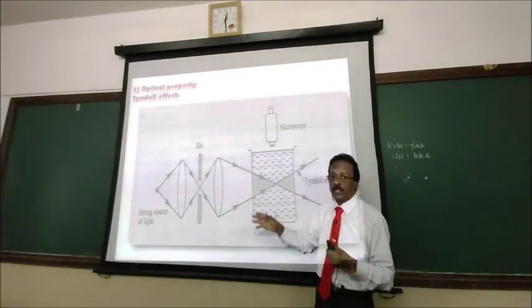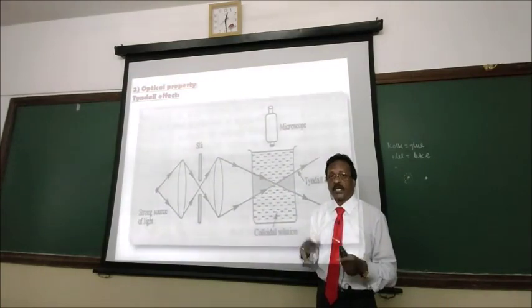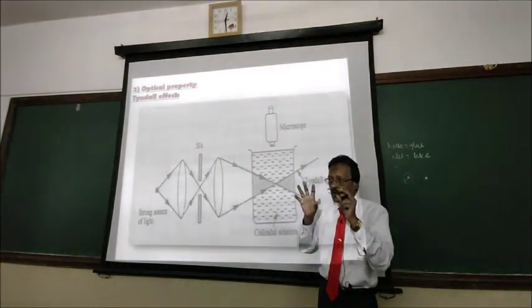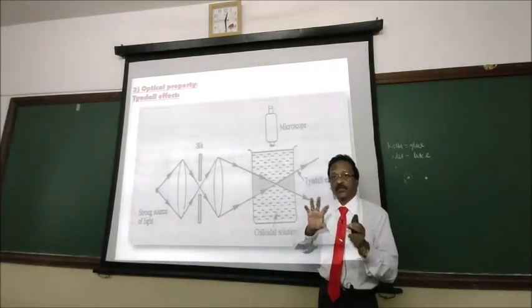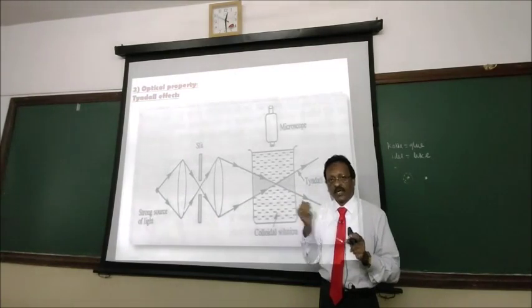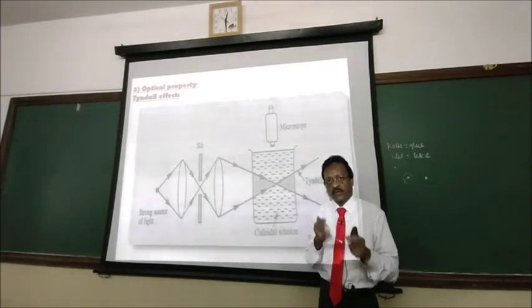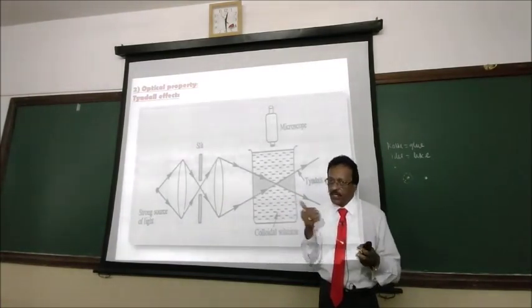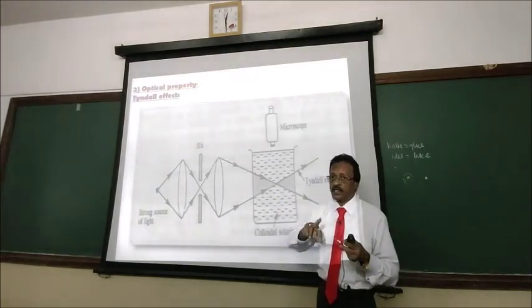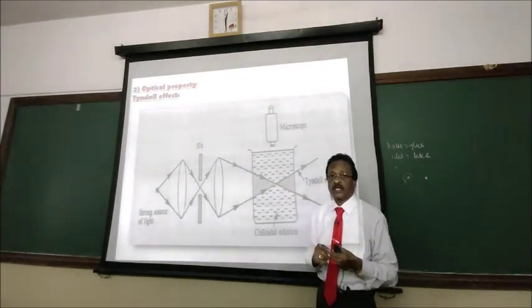The same property cannot be observed in a true solution. They cannot scatter light rays. By looking at them, we cannot say which is the colloid and which is the true solution. You pass the light rays. If the path of the light rays is not visible, it is a true solution. If you can see the path of the light rays, it is a colloidal solution. So you can distinguish between colloids and a true solution by the Tyndall effect.